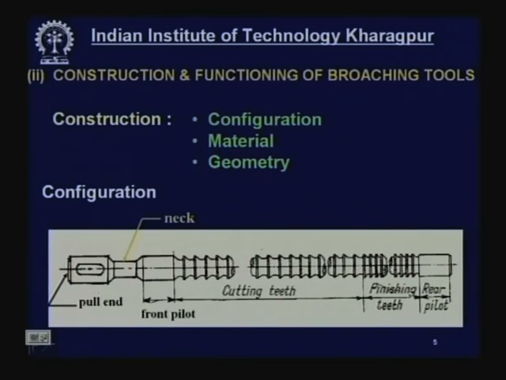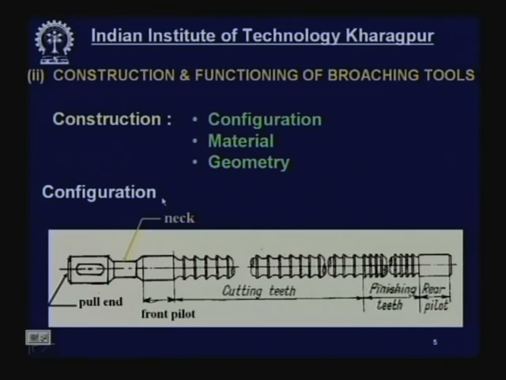Now, next is construction and function of the broaching tool. Construction, what do you mean by construction? Configuration, that is appearance, size, shape, etc. Then material, what material it is made of, and the cutting tool geometry. Now, first come to the configuration.